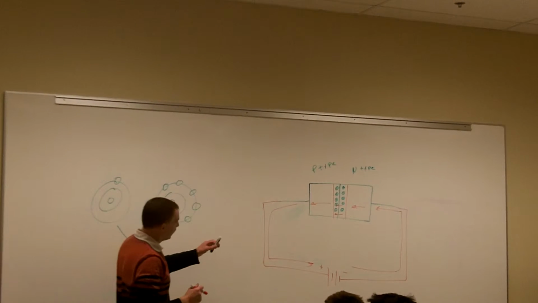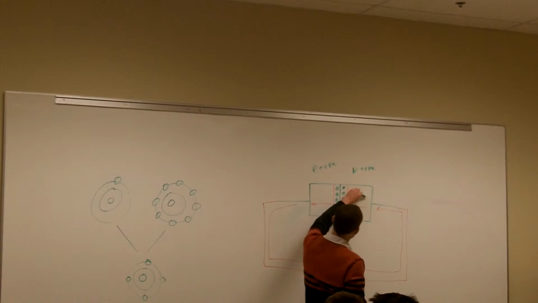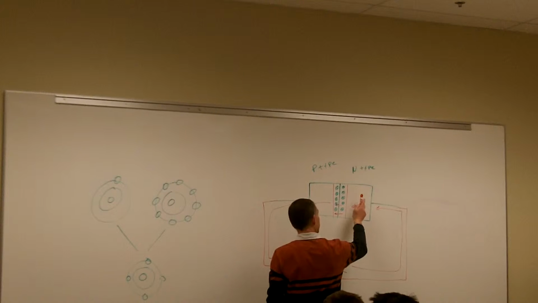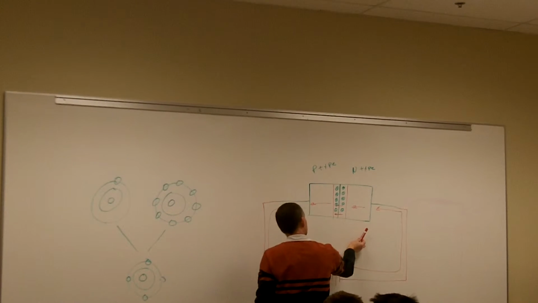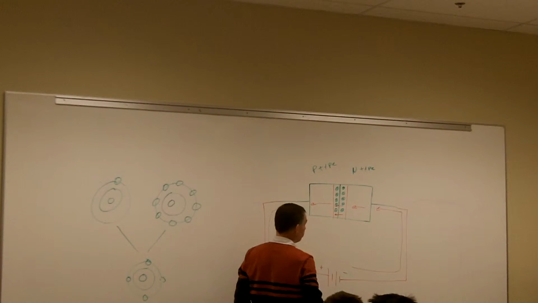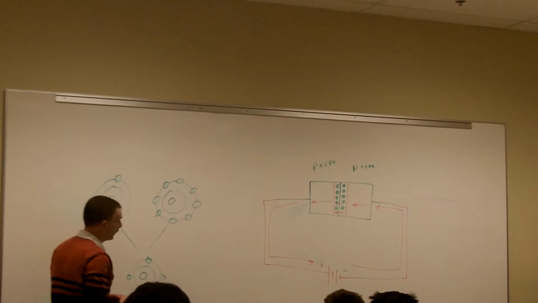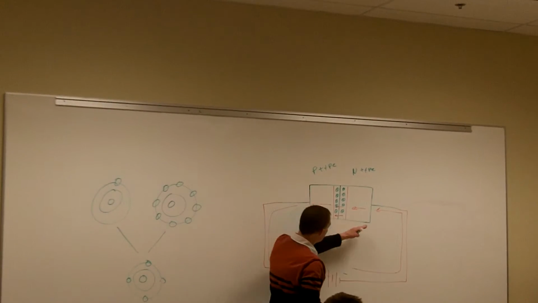So as long as I put the more negative side of my battery into my N-type material, I can get my current to flow through. That's what we call forward biasing. So that's going to be our forward biasing.